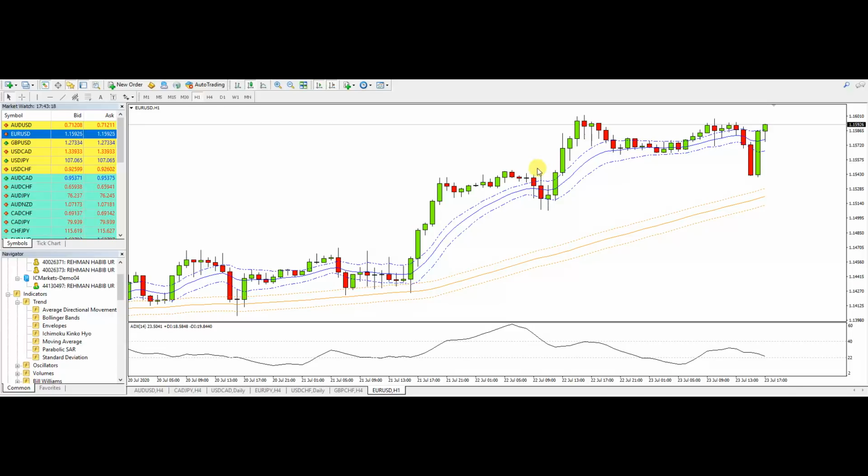So guys, this strategy is almost like 80% of the time is going to give you big money, and 20% of the time it's just going to hit your stop loss.